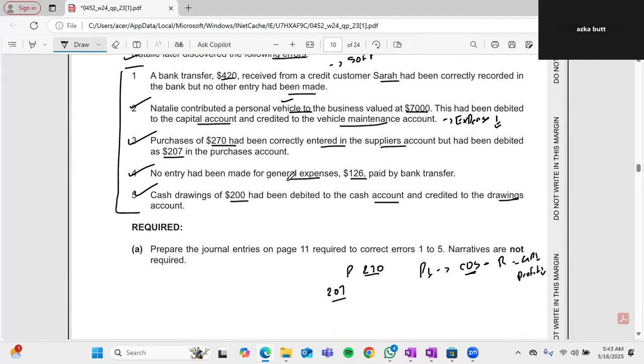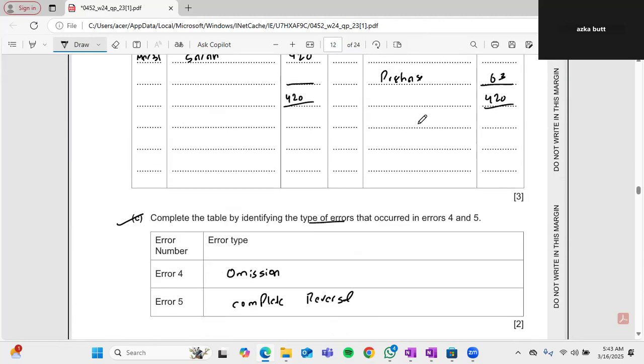No entry had been made for general expenses of 106 paid by the transfer. Okay, so you should make the entry for general expenses. If expenses are increasing, then profit will decrease. We know that. So you haven't recorded this entry. Now, when we rectify this and record it, your expenses will increase and your profit will decrease. So that's why it will decrease the profit.